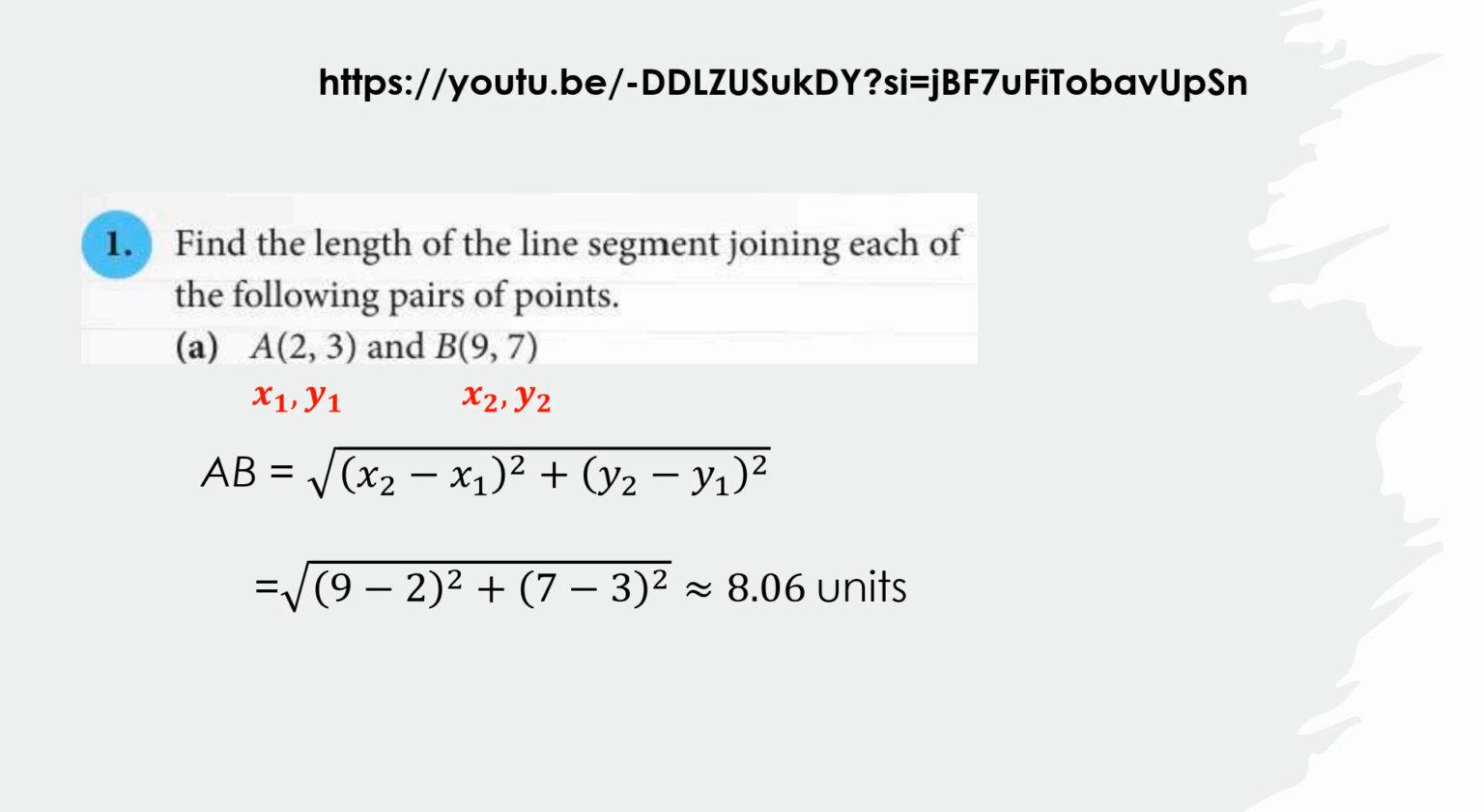Now, I have a video that I've done earlier to explain how we derive this formula to find the distance of a line segment joining any 2 points. So you can just click on the link above to access the video.